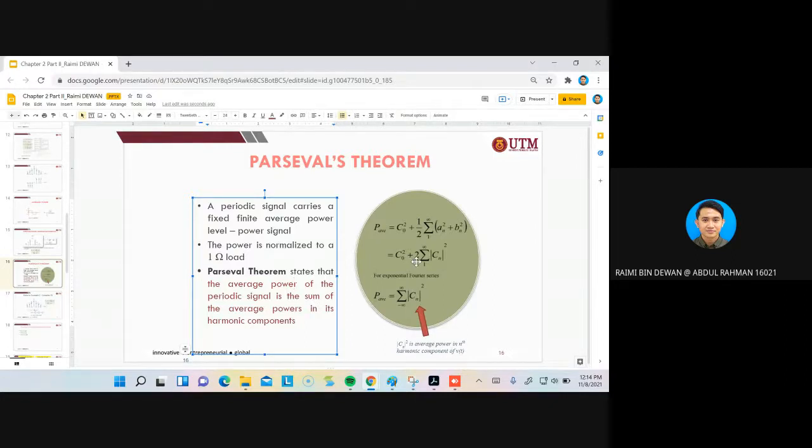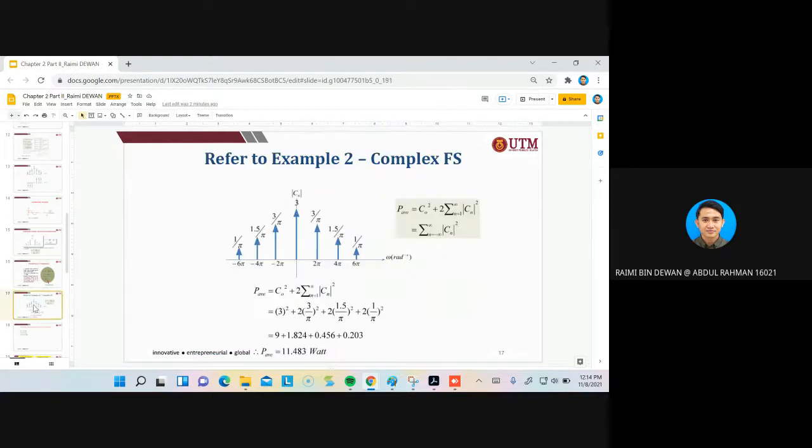Your C naught can be 0, depending. Your C naught is the value independent of phase. This is a DC value. We don't have phase. That's why n equals 0, and you see there is no phase. DC value.